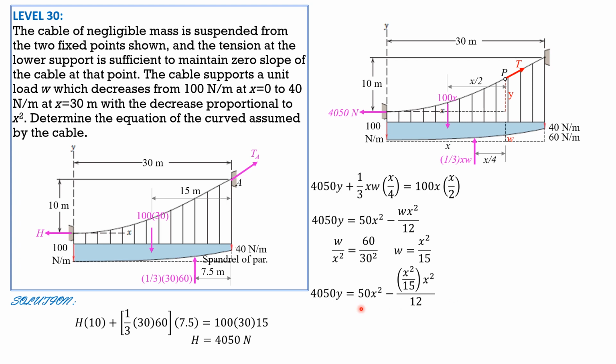So 4050y equals 50x squared minus x to the fourth over 180. Finally, divide everything by 4050. So the equation of the cable is y equals x squared over 81 minus x to the fourth over 729,000. So the cable is a 4th degree curve.